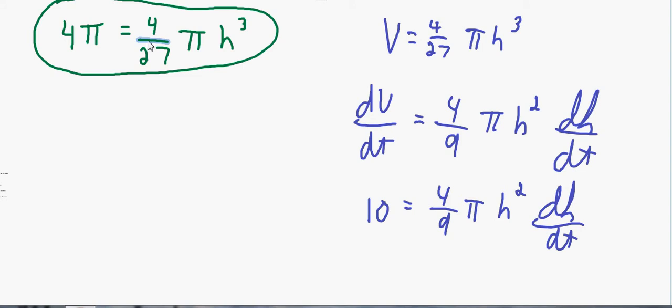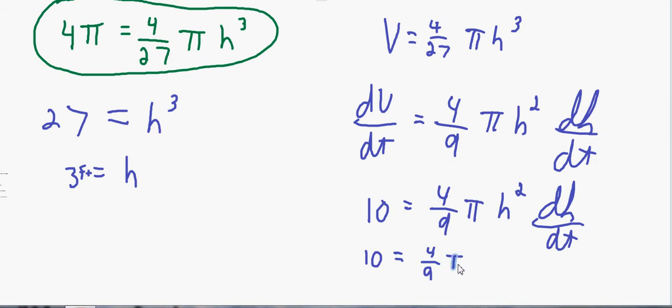So just doing some math here. There's a 4 times pi here. We divide by that, multiply by 27. And just doing a little bit of math, you end up with 27 is h cubed. So 3 must be h. And this is all in feet. Okay? Well, since h is 3, that allows us to take this equation over here and plug in 3. 4 ninths pi times h squared, that's 3, times dh dt. And now the only thing we don't know is dh dt.